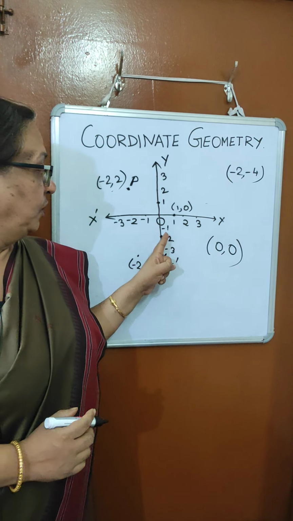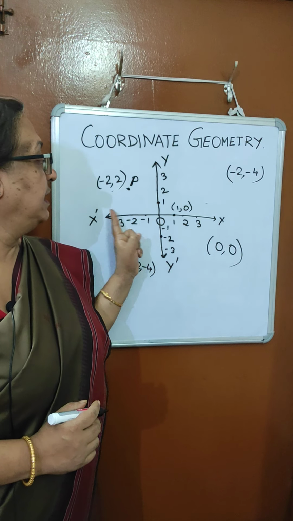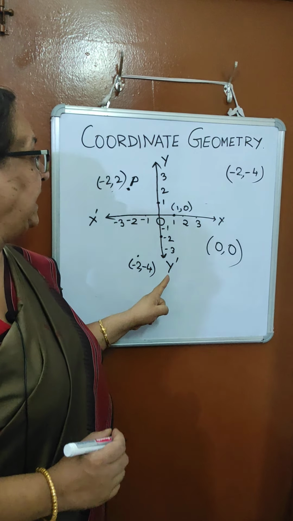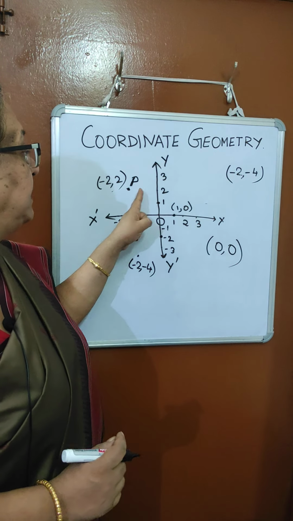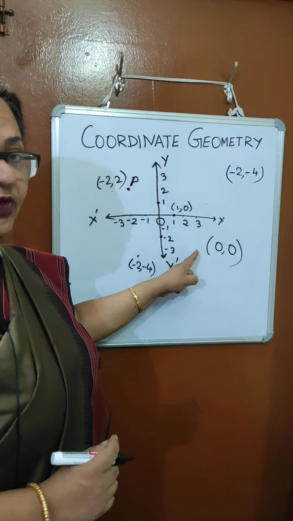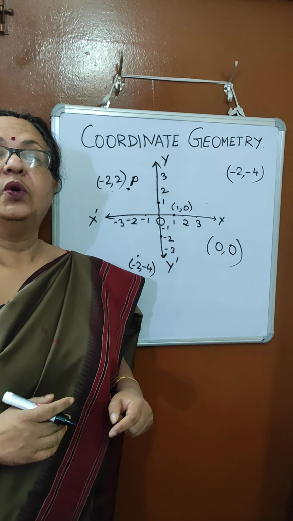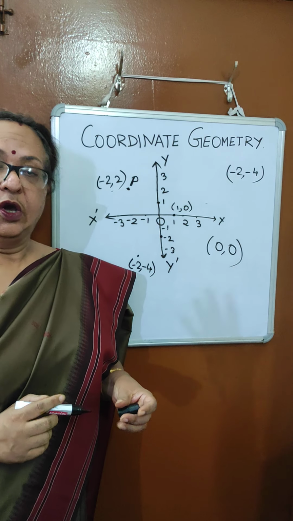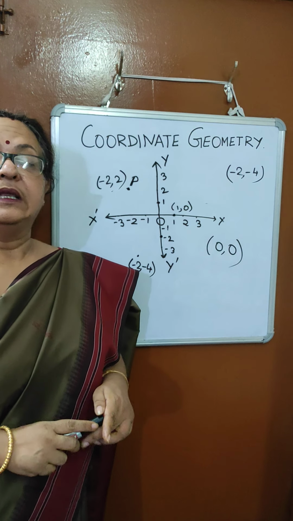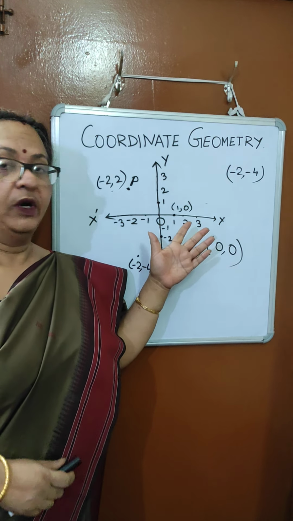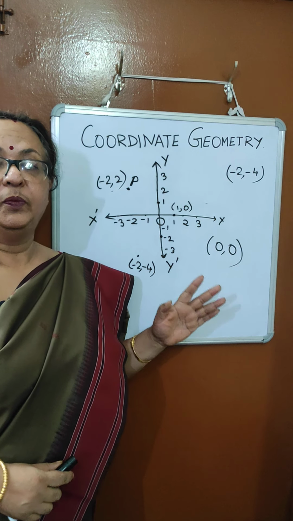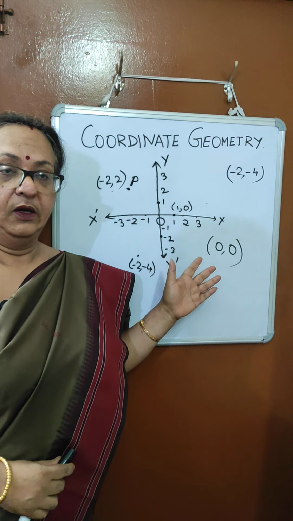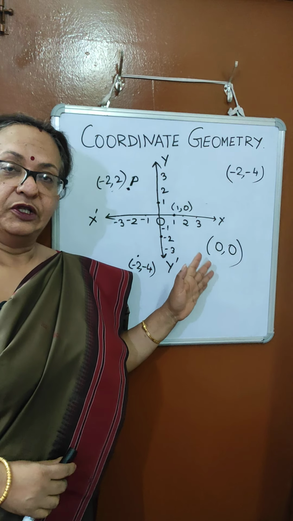So now you know this is the origin, this is the x-axis, this is the y-axis. This is the first quadrant, second quadrant, third quadrant, fourth quadrant, and you know how to plot the points. Okay children, so this is all about your coordinate geometry and I hope you have understood this. Okay children, so this much.